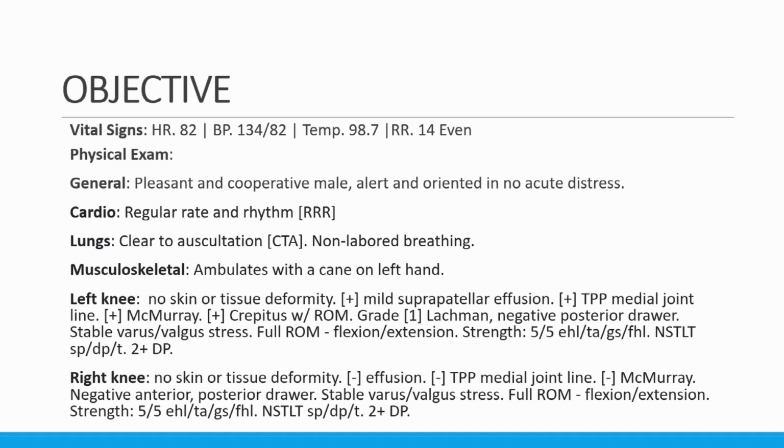The TTP means tenderness to palpation. He was tender to palpation over the medial joint line. He had a positive McMurray sign. There was crepitus or grinding when we try to move the knee, so with range of motion. He had a grade 1 Lachman test, and it was negative for the posterior drawer.